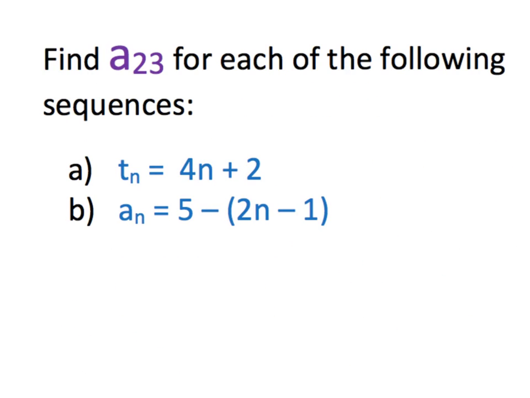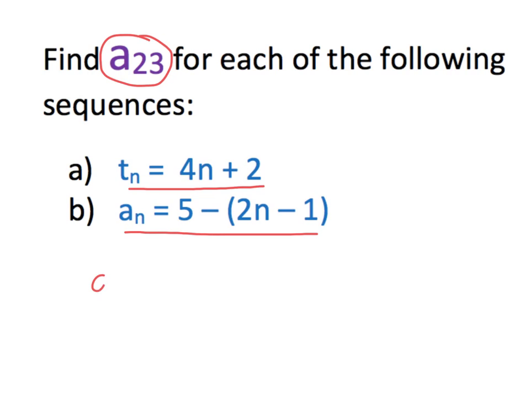Last problem here, and then you guys can get on to practicing on the worksheet that we have. It says find a sub 23, and remember from the previous video that means to find the 23rd term for each of the following sequences. In the first one it's defined as 4n plus 2, and the second one it's defined as 5 minus parentheses 2n minus 1. So if I want to find the 23rd term, similar to the slide before, all we do is sub in 23 for n.